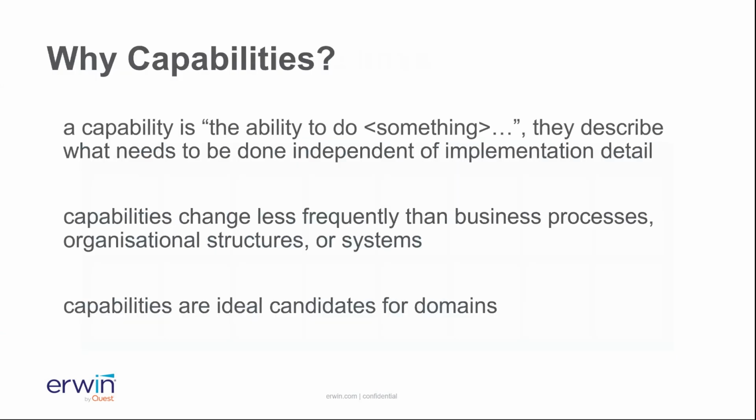And your question might be, well, why do we want to look at capabilities? Well, the capability is the ability to do something. Okay, the ability to run a hospital, the ability to run an emergency service, and so on. And you can express those in a way that's independent of implementation detail. So these are sort of fundamental things that the hospital needs to be able to do. And capabilities therefore change less frequently than the business processes and systems and structures underneath. And it makes them a great candidate for the domains that you're going to need inside your data structures there. So capabilities are essentially domains.